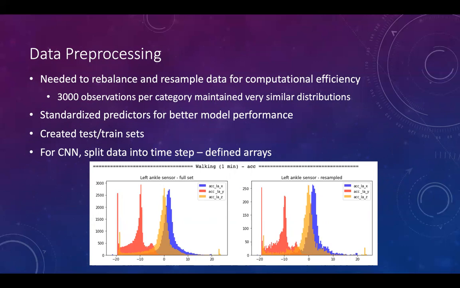I was able to verify that this would be acceptable for the analysis by charting the distributions of the resampled data set versus the full data set, which closely matched each other. As you can see below, this is an example. And across the board, the distributions looked very much the same. And so I deemed it acceptable.